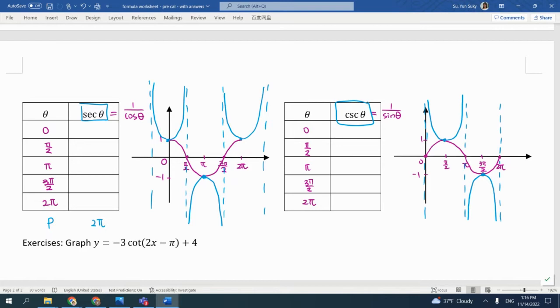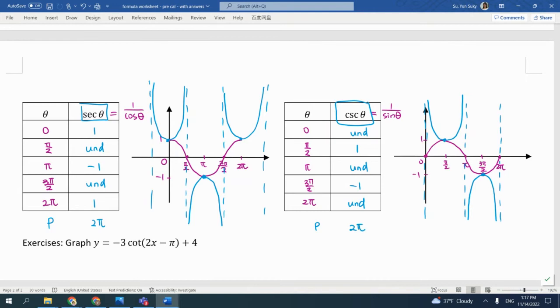How do you fill in those values? You see, for secant, at 0, 1 over 1 is 1. And then at pi over 2, undefined. At pi, -1. 3 pi over 2, undefined. 2 pi, 1. How about the cosecant? At 0, 1 over 0, undefined. Pi over 2, 1 over 1 is 1. At pi, we have 1 over 0, undefined. 3 pi over 2, 1 over -1 is -1. At 2 pi, undefined. What's the period? 2 pi.